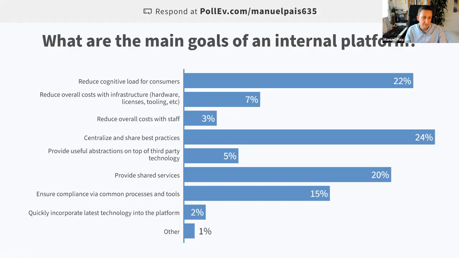So maybe we can get started. I think most people have voted. So it's quite interesting. Centralizing and sharing best practices is one of the main answers. Provide shared services, ensure compliance, and reduce cognitive load for consumers. So I'm happy to see that. I guess some people have read the book.